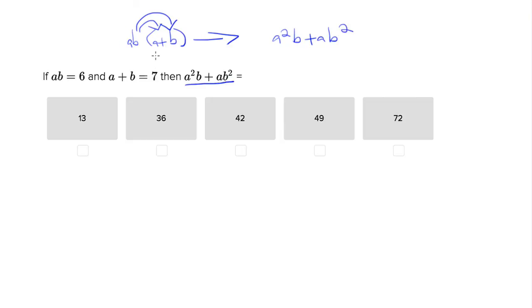So since that worked out, since multiplying the first sides of both equations worked out, what if we multiply the second side? So we have this equals 6 times 7. 6 times 7 is 42. So this whole thing is 42.